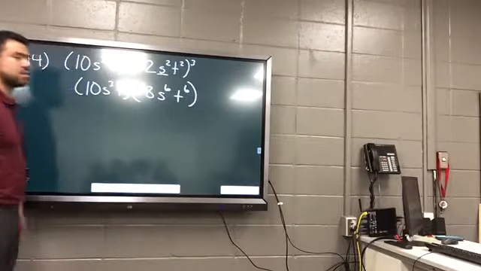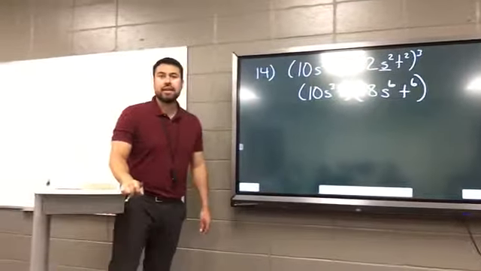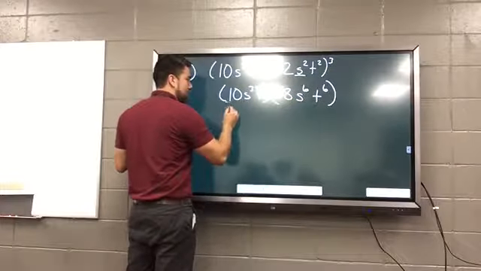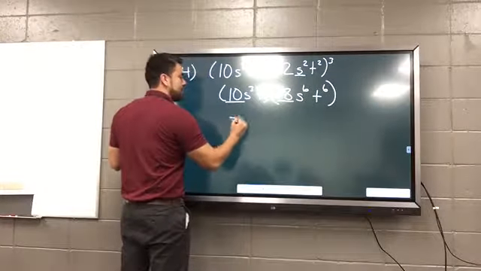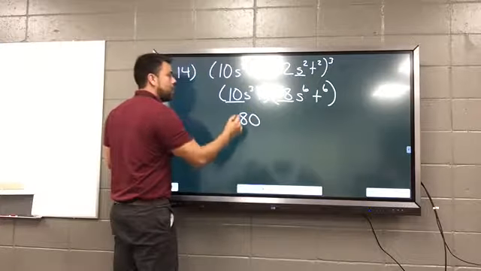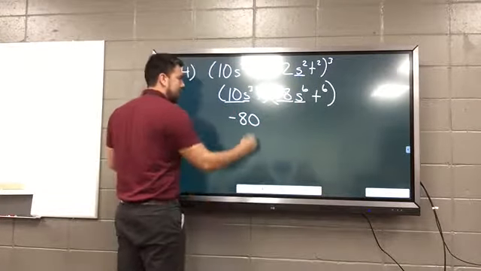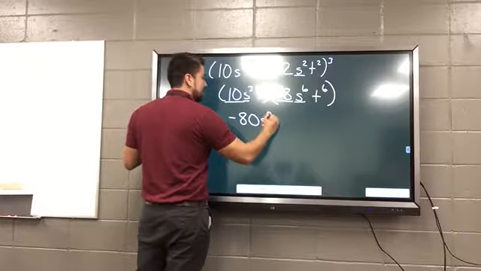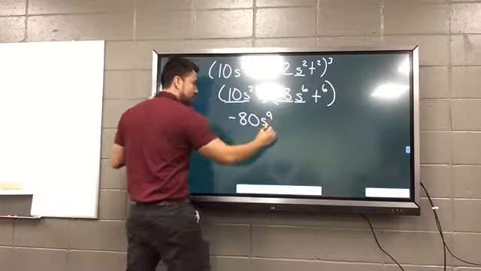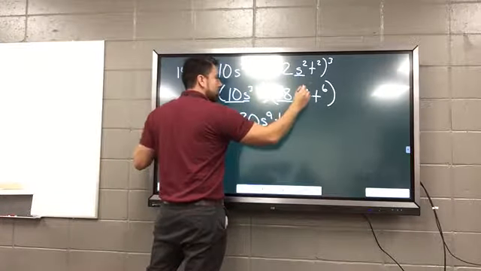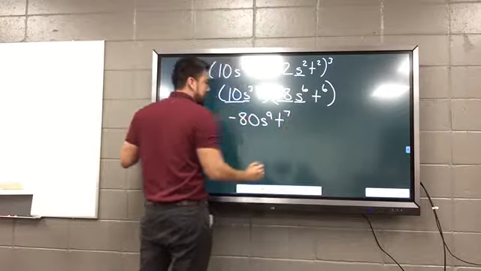All right, so I get this simplified one step. Now, I'm going to multiply, since that's all that's going on now, 10 times negative 8, negative 80. What's s cubed times s to the 6th? S to the 9th. So you added those exponents. T to the, because t to the 1st times t to the 6th is t to the 7th.